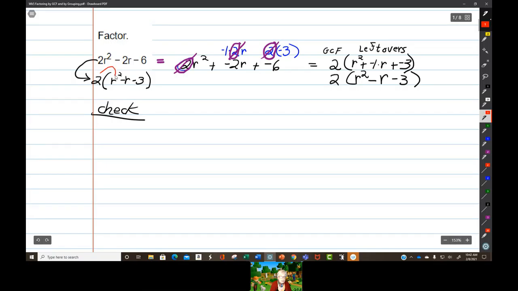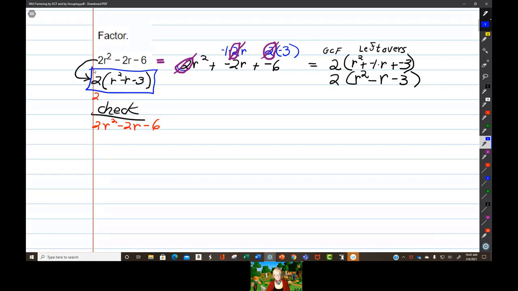So 2 times r squared is 2r squared, and 2 times minus r is minus 2r, and 2 times minus 3 is minus 6. So that is what we started with. Therefore, this is our answer. Let me get rid of that. Okay, I made that too big, but I'm not going to deal with it now. So this is what you would put in the answer box: 2 parentheses r squared minus r minus 3 parentheses closed.